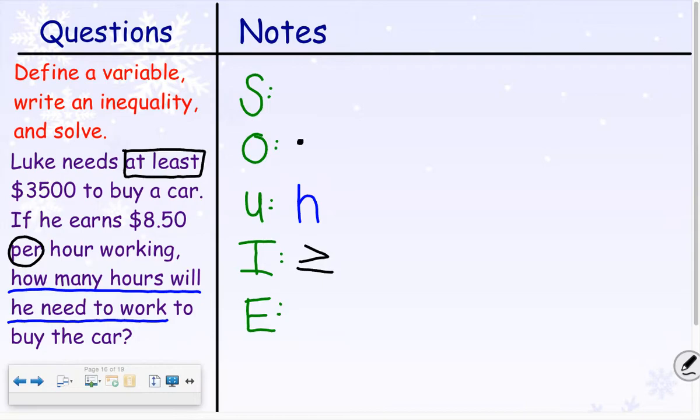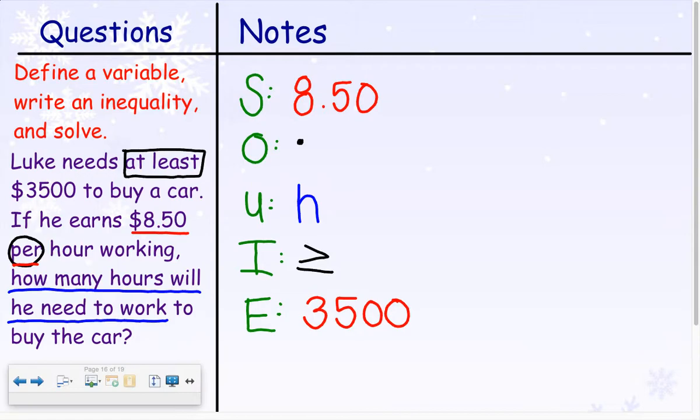When we're dealing with money, we always want to put our bigger number at the bottom and our smaller number for the starts with. You can also think about the fact that it was $8.50 per hour, so we want to do $8.50 times H. So that helps you as well. All right, let's write our inequality. So $8.50 times H is greater than or equal to $3,500.